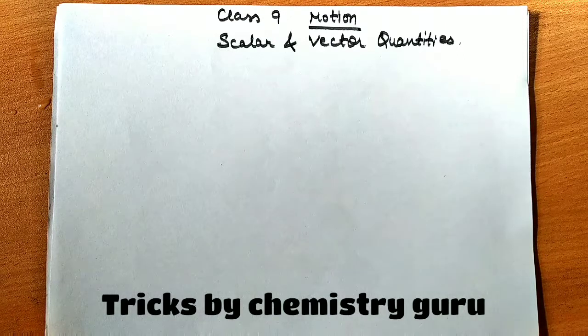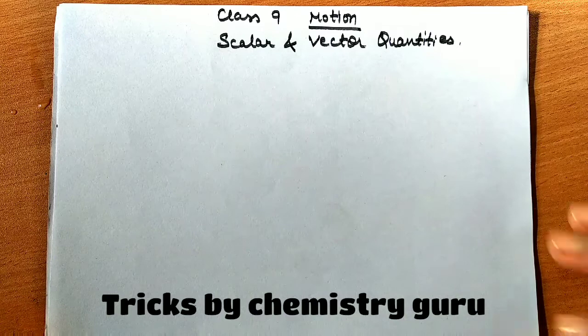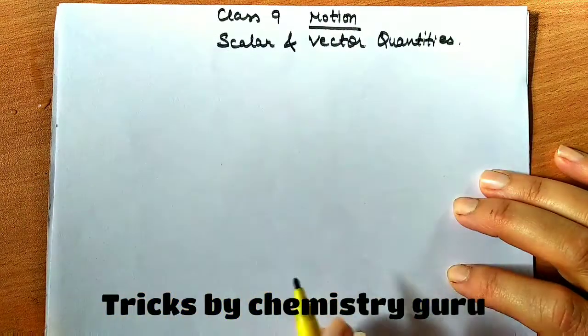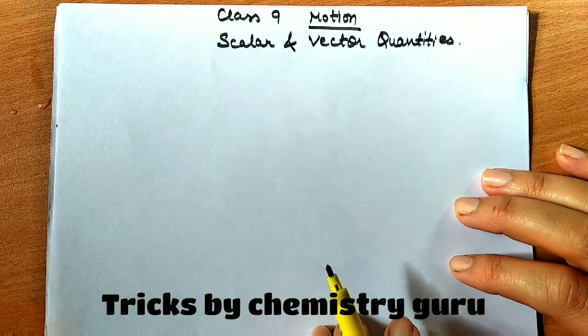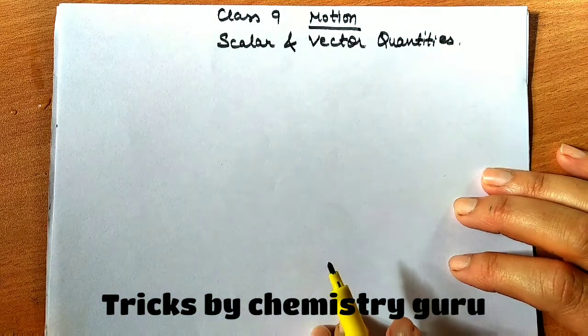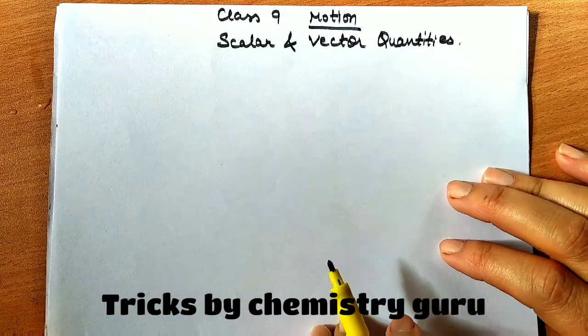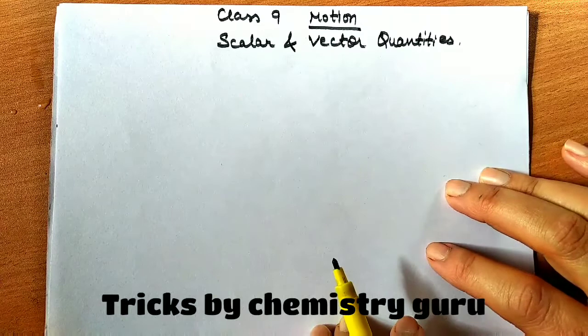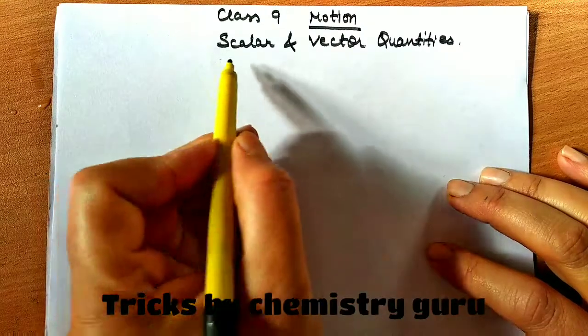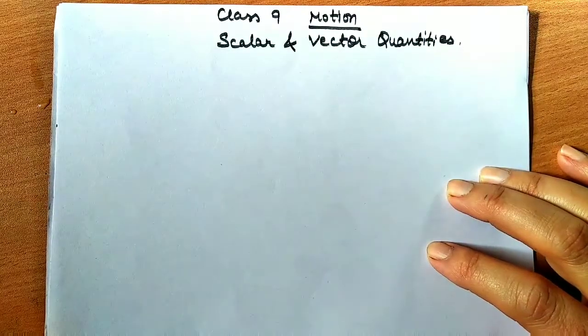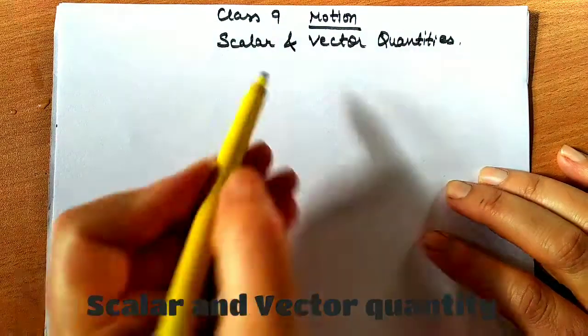So today in the series of quick revision, we'll talk about scalar and vector quantities. In previous topics we have discussed what motion is, what its various types are, and what uniform and non-uniform motion is. Now today we'll talk about scalar and vector quantity. So first we'll start with the scalar.